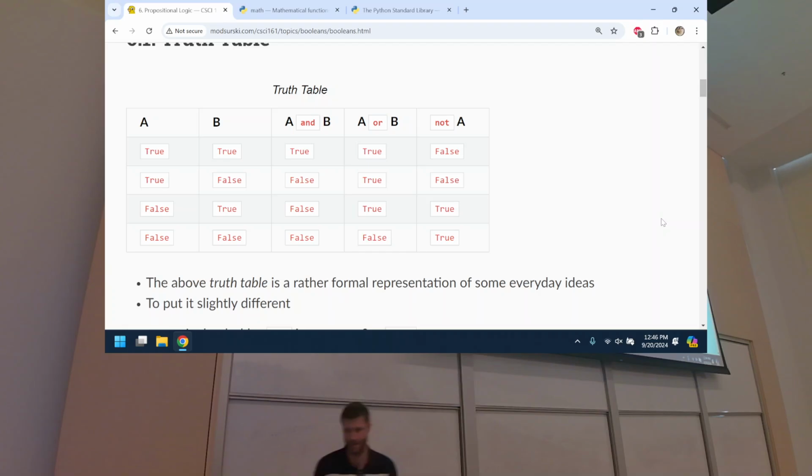Well, A and B is an operator that gives me back true only when both A and B are true. Otherwise, it's false. Or, on the other hand, gives me back true unless both statements are false. And then finally, not A is just the inverse. So what's not true? Say false. False. Could say false, everybody. What's not true? False. What's not false? True. Look at that. You're a pro.